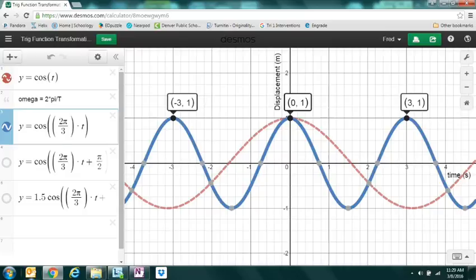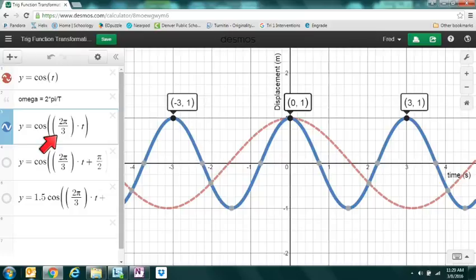So the whole purpose of this coefficient here, omega, is in a sense to squish or to stretch our parent function being a cosine of t, and if we want to squish it so that it repeats once every 3 seconds instead of once every 2 pi seconds, then we need to add a coefficient to make it squish.